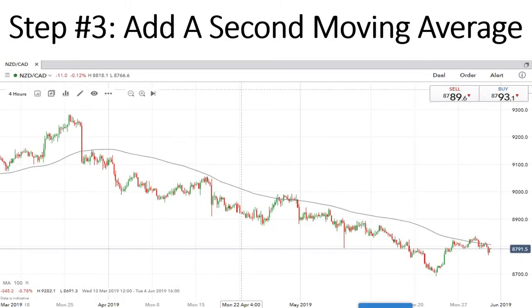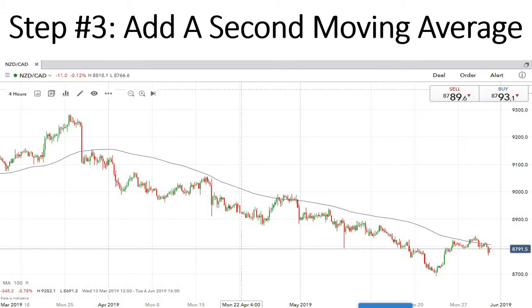So step number 3 is to add a second moving average. So, due to the dynamic nature of the market will not always reach and bounce exactly off a particular moving average. Therefore, lots of traders like to use a second moving average when identifying support and resistance levels to create a support or resistance area.